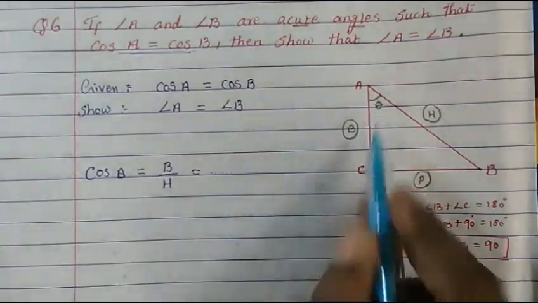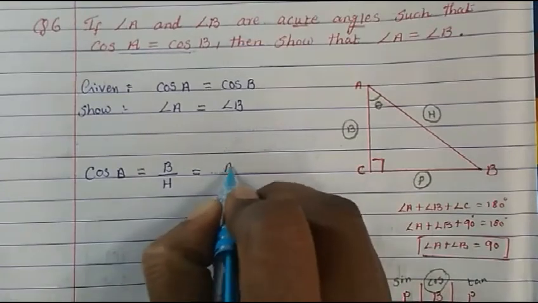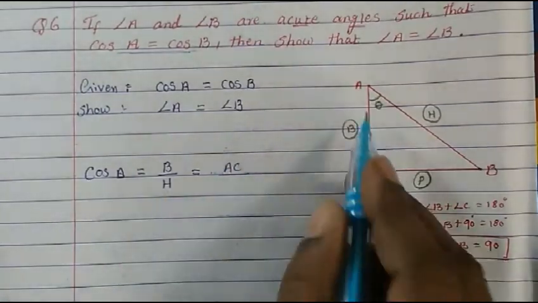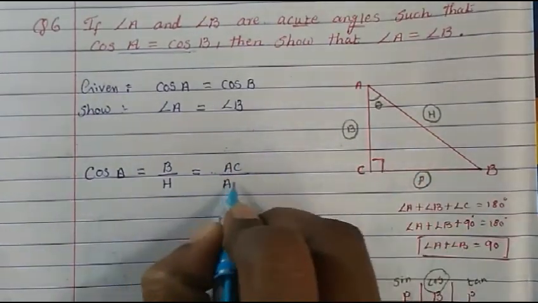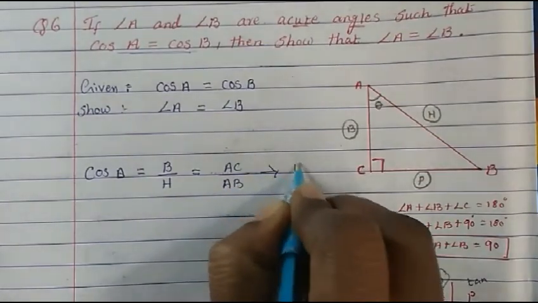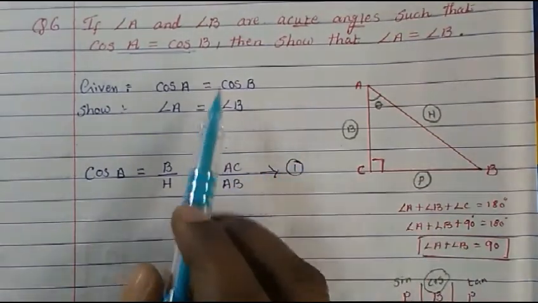Okay. So now cos A, base upon hypotenuse, means what? Base is AC upon hypotenuse is AB. So let's keep this as equation 1. Now let's write down for cos B.